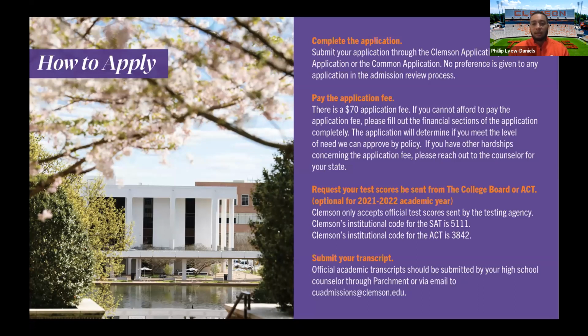Again, we are test optional, but for my students who are looking to send in a test score, we need those reported directly from the testing agency. We do not allow self-reporting. And then lastly, same thing with your transcript. We need your official transcript sent through Parchment or via email from your counselor.